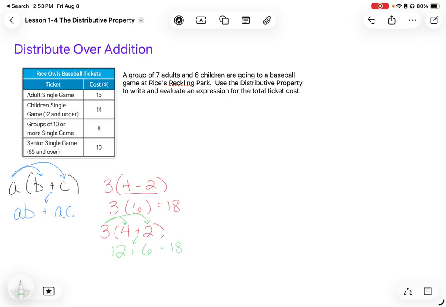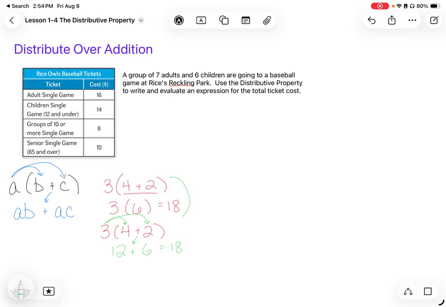Now, a really important question to ask is, why would we use the distributive property here? It seems much easier to do 4 plus 2 and then multiply by 3 than to do the multiplication twice and then add. In other words, the distributive property seems like more work than the simple way of doing 4 plus 2. And in this problem, you're right. But as we will see, there are times where the distributive property is much faster, much more efficient.